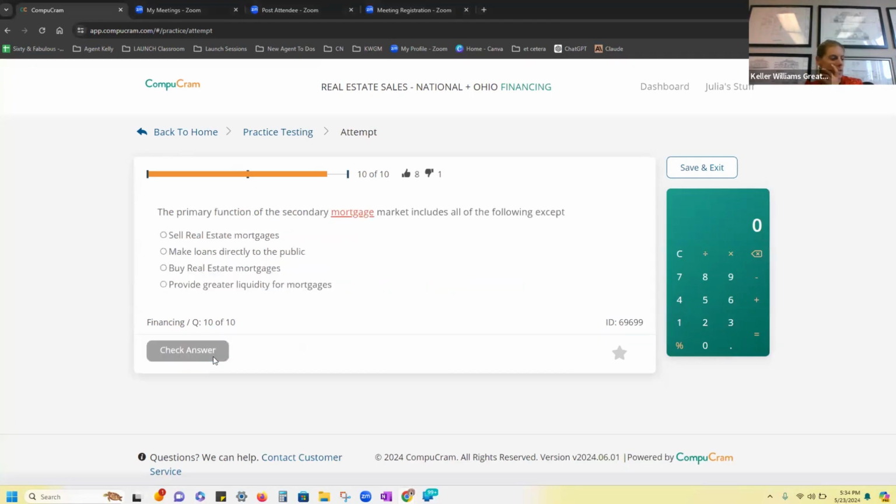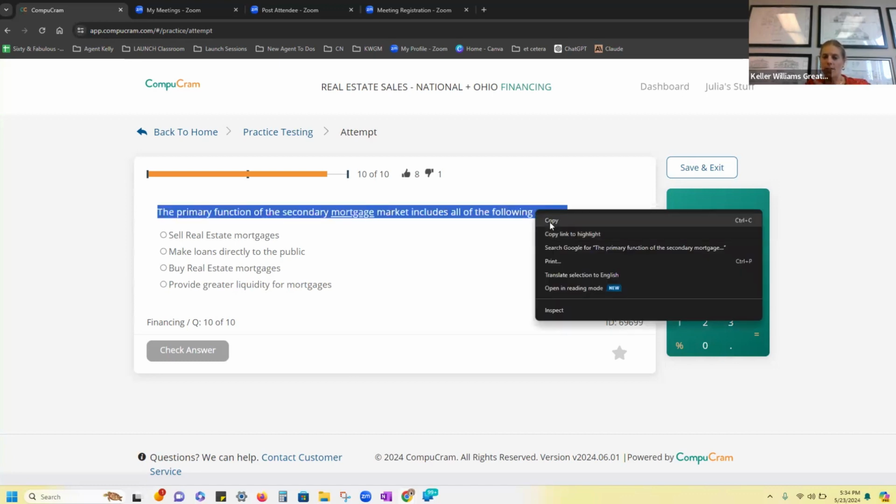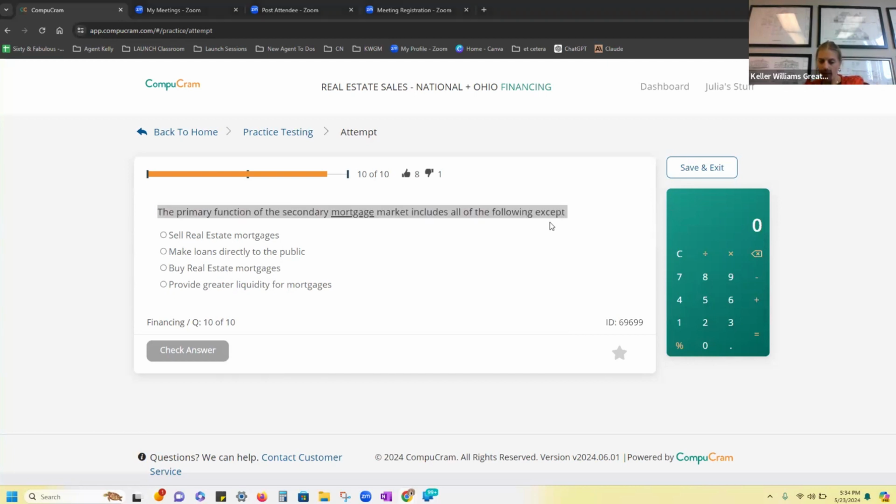All right, one more question. The primary function of the secondary mortgage market includes all the following except A, sell real estate mortgages, B, make loans directly to the public, C, buy real estate mortgages, or D, provide greater liquidity for mortgages? Gosh, I feel like I had something similar on my test.